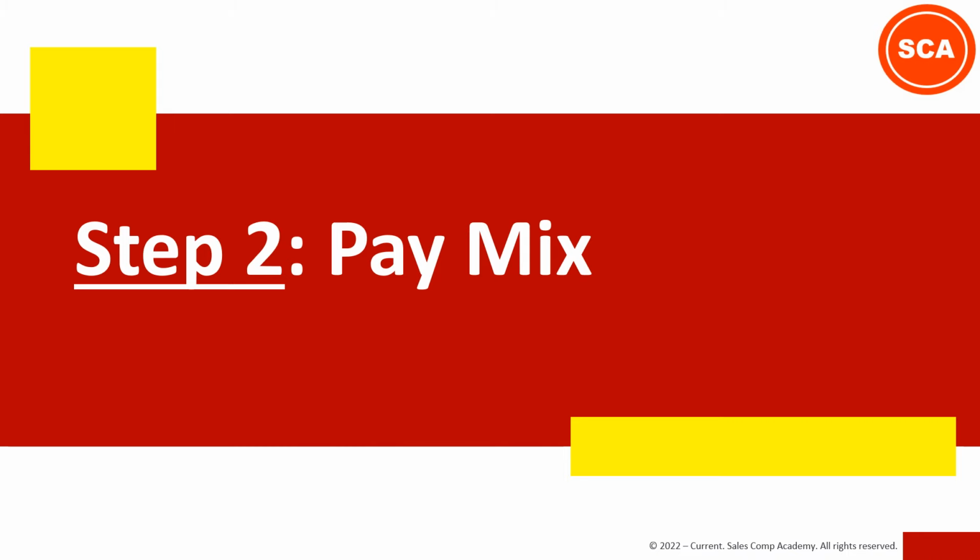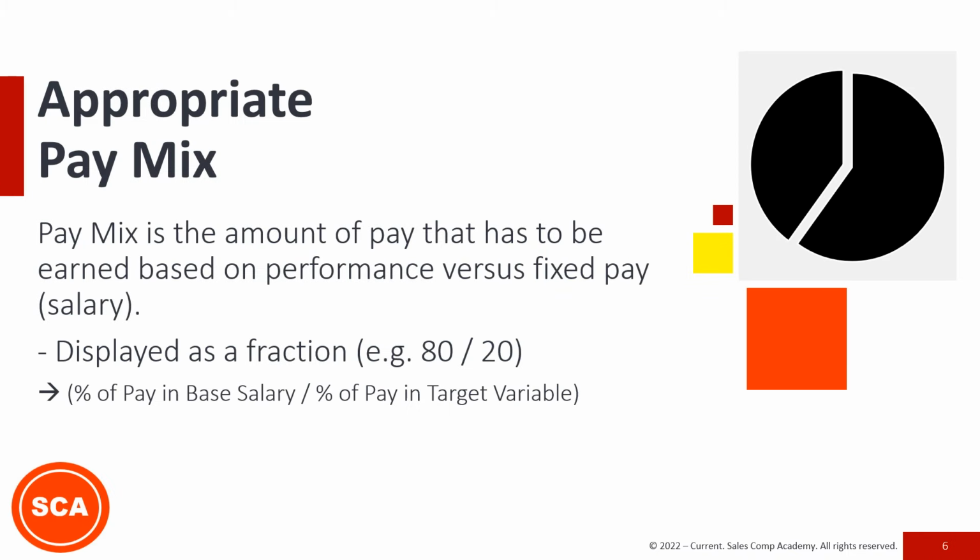Step 2 is pay mix. Appropriate pay mix. Out of the OTE, pay mix is the target amount of pay that is fixed or variable. Fixed pay is typically called the salary. Variable pay can be called target variable, target incentive, or at-risk pay. The amount that we use to design sales compensation plans is the target variable.